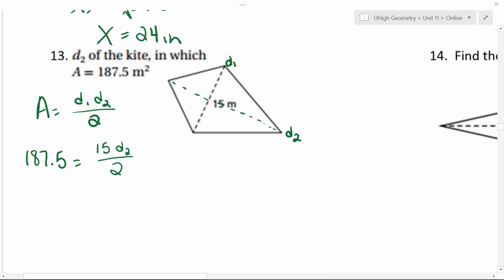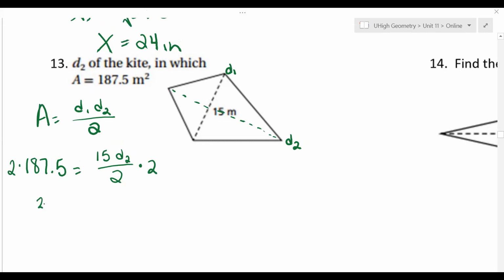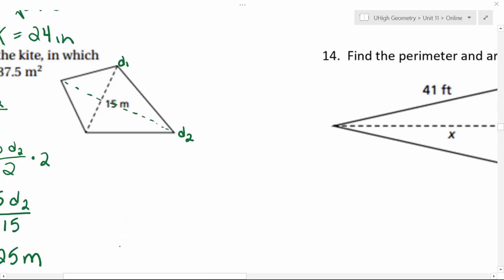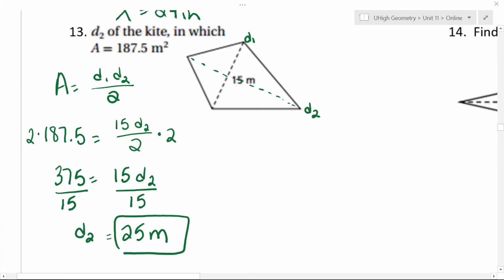So now I just want to solve for my diagonal 2. So I can multiply both sides by 2 and get that 375 equals 15 times my diagonal 2. Divide both sides by 15 and get that diagonal 2 equals 25 meters. And that's all that this problem asked us to do. So we are done.